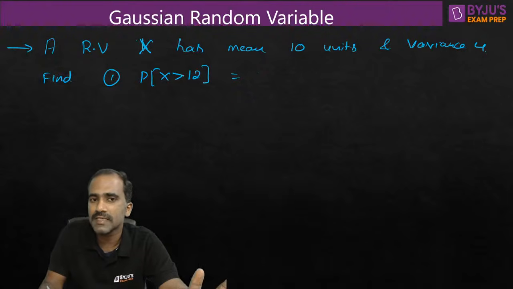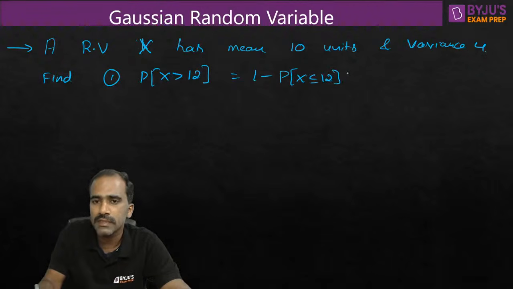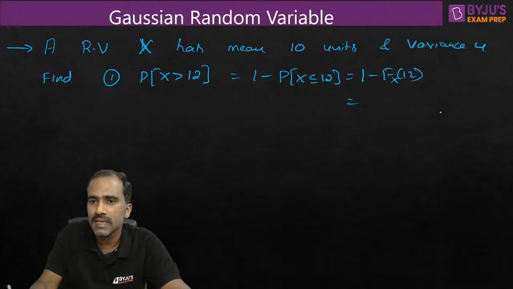CDF means it should be in the format of x less than. So without changing its value, let us write it as 1 minus P of x less than or equal to 12. Can we write it like this? So x less than or equal to 12 means, can I write it as 1 minus the CDF function value at 12? This is the CDF function value at 12. But let us convert this CDF function value using the relation that we have established.